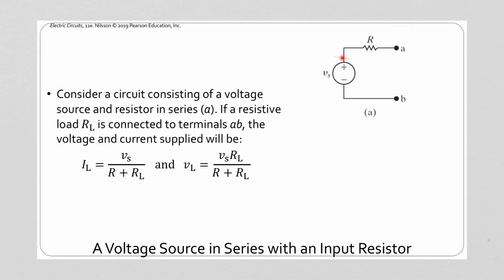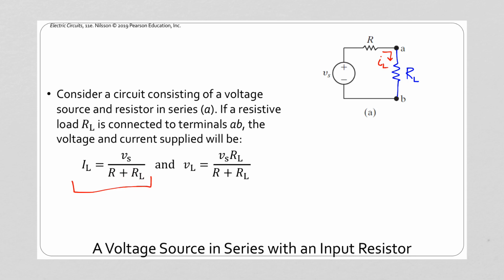Consider a circuit consisting of an independent voltage source and a resistor that are connected in series. If we connect a load resistance that we'll call RL across the terminals A and B, we can see that the current passing through this load resistor, we'll call IL, will have a value of Vs over R plus RL. That's the total voltage divided by the total resistance in the circuit.